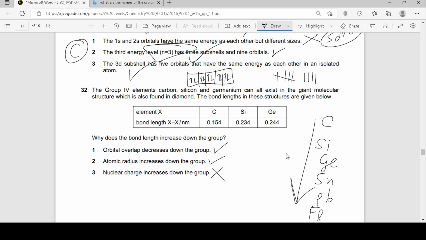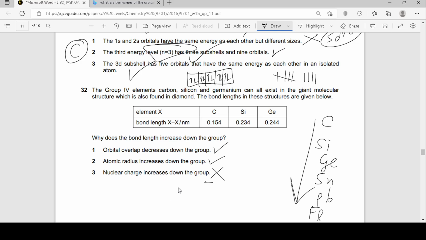Wait, doesn't it? It does increase, definitely it does increase, obviously, because you have more protons, so the charge in the nucleus does increase, but it doesn't cause the bond length to increase. That is a less significant factor in determining the bond length than is the atomic radius.